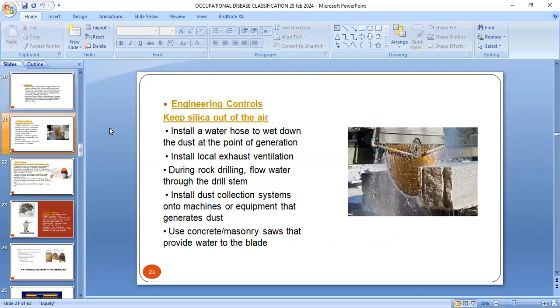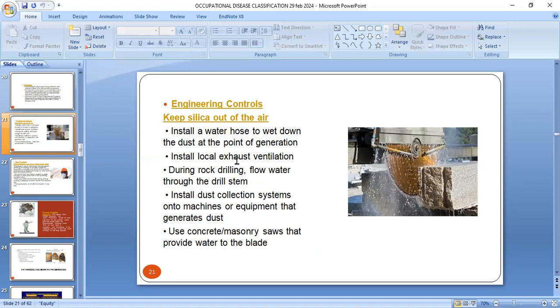Now the engineering controls, in which we have to keep silica out of the air. For this purpose, we need to install a water hose to wet down the dust at the point of generation, as shown in this figure. The worker has been using water sprinkling while grinding the rock.